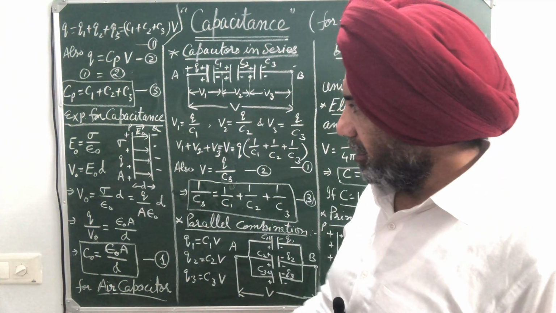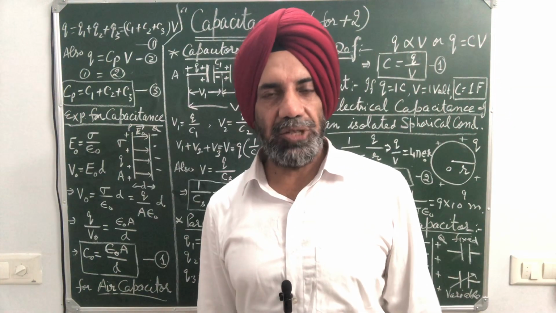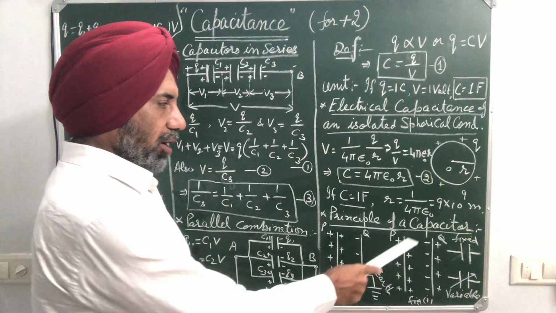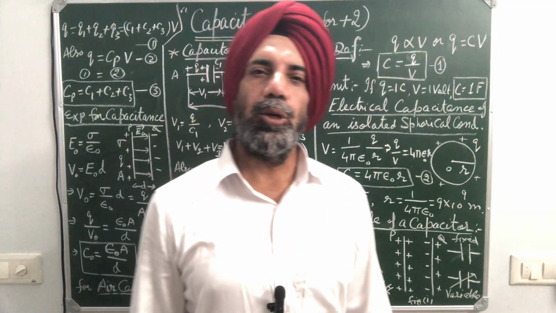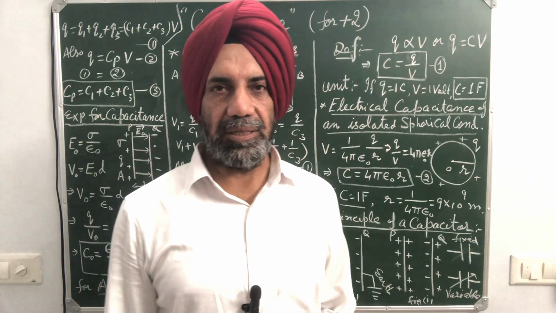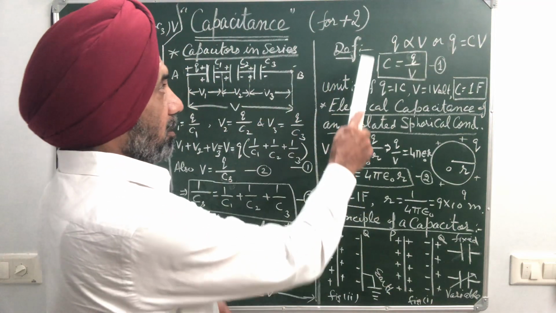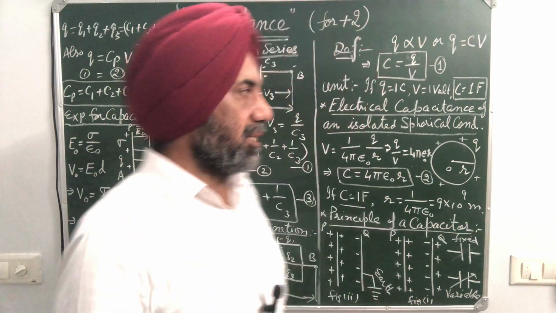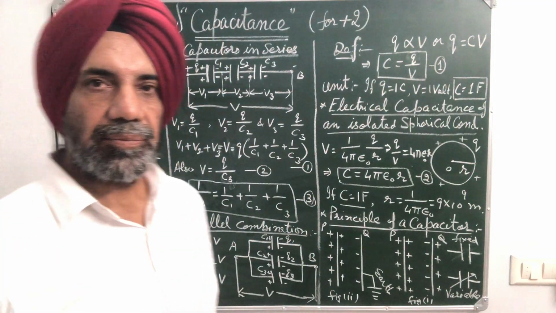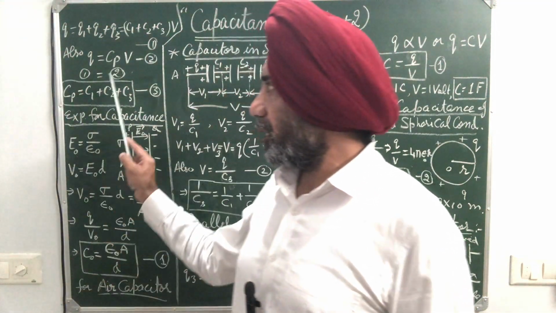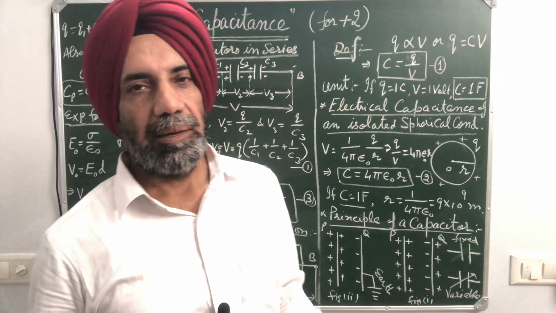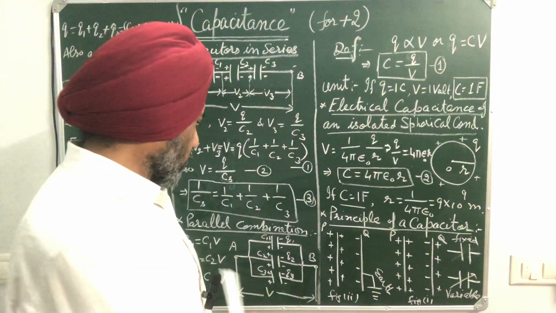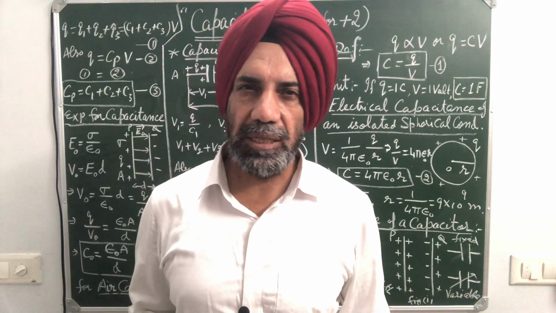So in the next video, I will derive the expression for the capacitance of a parallel plate capacitor when a conducting slab or dielectric slab is placed between the two plates of the capacitor. So this is all about capacitance, the principle of a capacitor, series and parallel combinations of capacitors, and the expression for an air capacitor, which depends upon the dimensions of the capacitor.